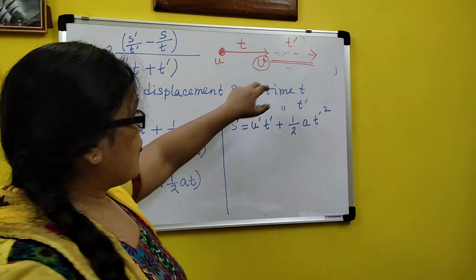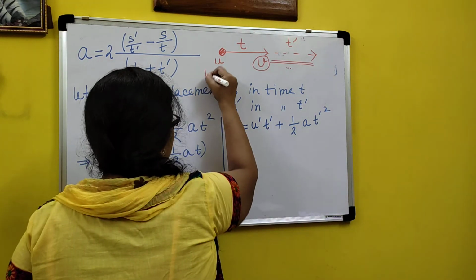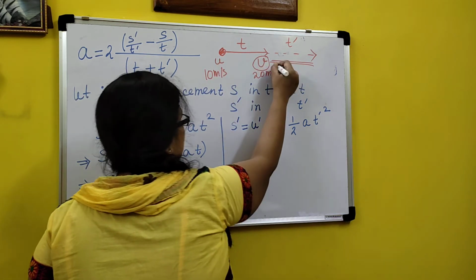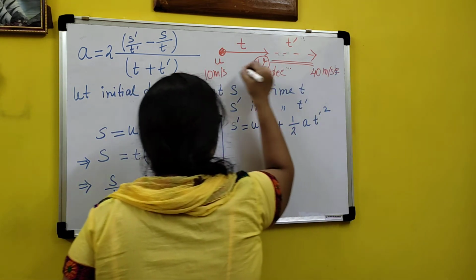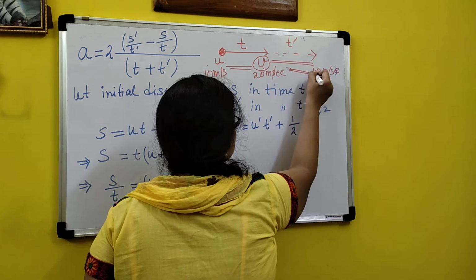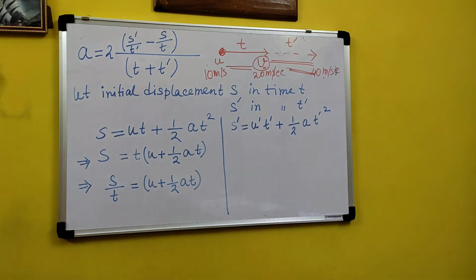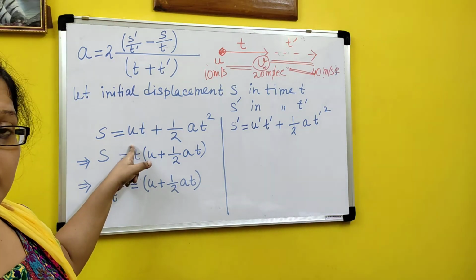Am I clear? For the next time interval, suppose I give an example: suppose I am increasing my velocity. Previously my velocity was 10 meter per second, here my velocity is 20 meter per second, and after completing this path my velocity is 40 meter per second. If I consider this portion, this is my initial and this is my final. If I consider this portion, this is the initial right now and this is my final. My purpose in telling this is that u prime is the final velocity of the first motion.